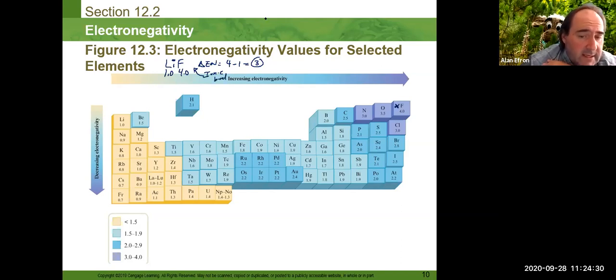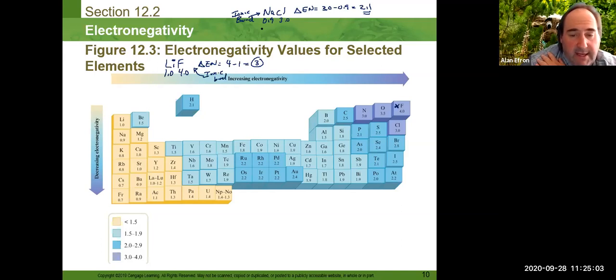If we take a look at another one like sodium chloride, sodium is 0.9 there on the left. Chlorine is 3. So when I do the difference in electronegativity values, that's going to be 3 minus 0.9. That's a lot of math there. I'm going to go with 2.1 as a number there. And that 2.1 is above 2. So again, we would expect this to be an ionic bond.